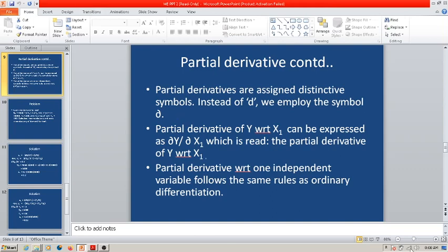Now, the partial derivative with respect to one independent variable follows the same rules as ordinary differentiation. So, on the computation part, you need not worry. With respect to each partial derivative, you can make use of the same rules as that of ordinary differentiation, but assume that the other variables are constant. Just keep the other variables constant. Select the concerned variable, then do the differentiation in the usual process.